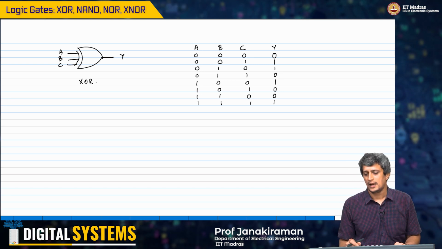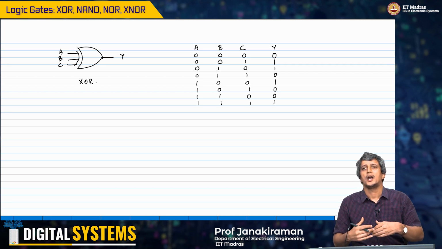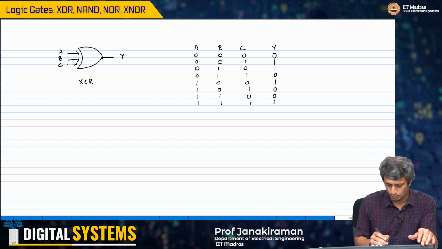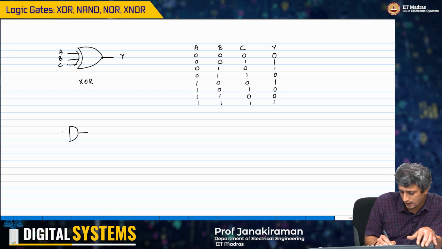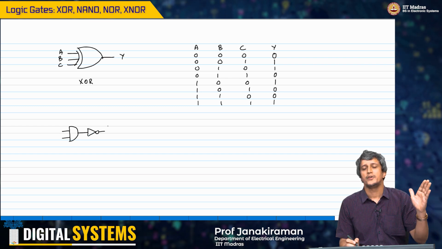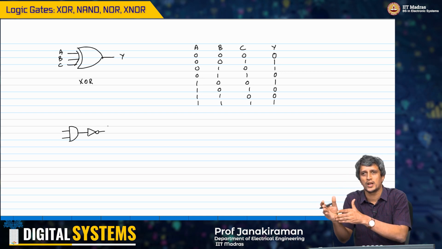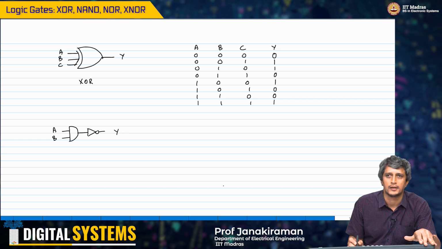Right? Now you could also have the inverted version of these gates. For example, I could take my 2 input AND gate and simply connect it to an inverter. See, ultimately we are going to cascade gates. That is, we are going to take the output of one gate and feed it as an input to another gate. This is A, this is B, and I could treat this as Y.